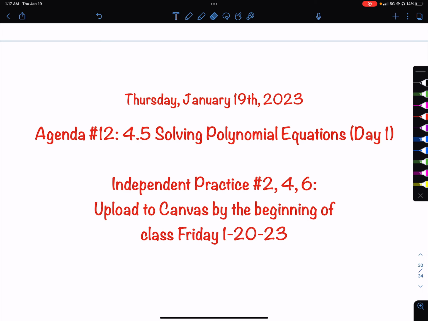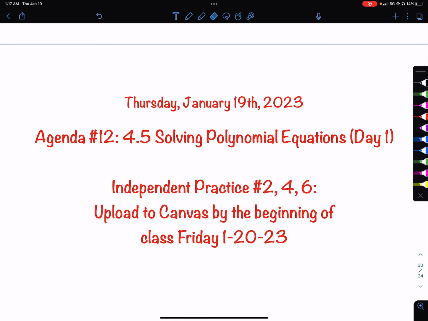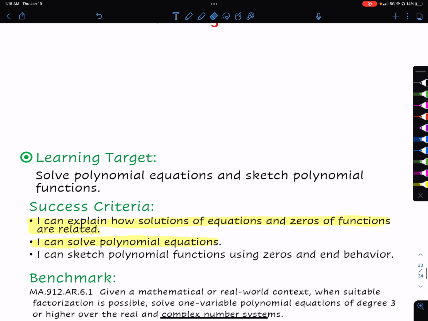Hey guys, let's go ahead and get started with the notes that we need for Thursday, January 19th. Your agenda is item number 12, and you should be writing the title 4.5 Solving Polynomial Equations Day 1. Our independent practice, that's what you're going to turn in tomorrow before the beginning of class, is problems number 2, 4, and 6. Notebook checks will be next week on Monday and Tuesday because those will be our review days. All right, let's go ahead and get started.